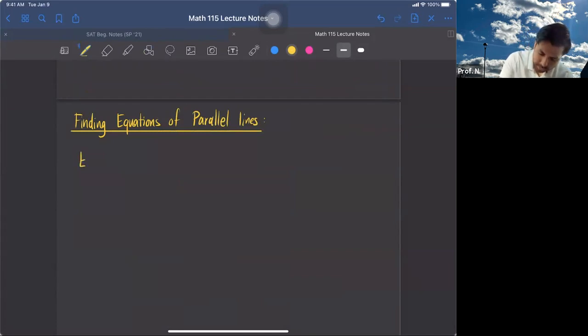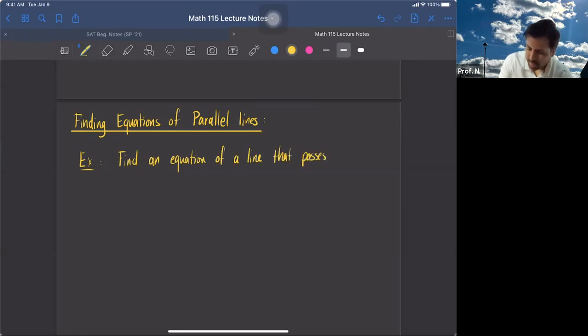So an example of that is: find an equation of a line that passes, sometimes they say contains, the point P, and this point P has the coordinates (2, 3). And not only that, it is parallel.